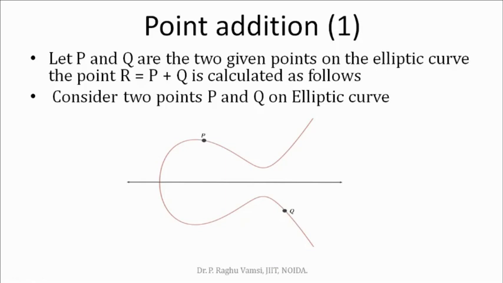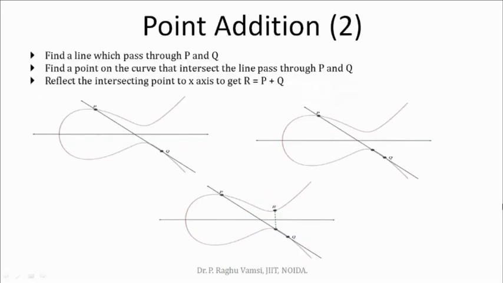Now the question is how to add these two points so that we can generate a new point. This is said to be point addition. How can you add two points?